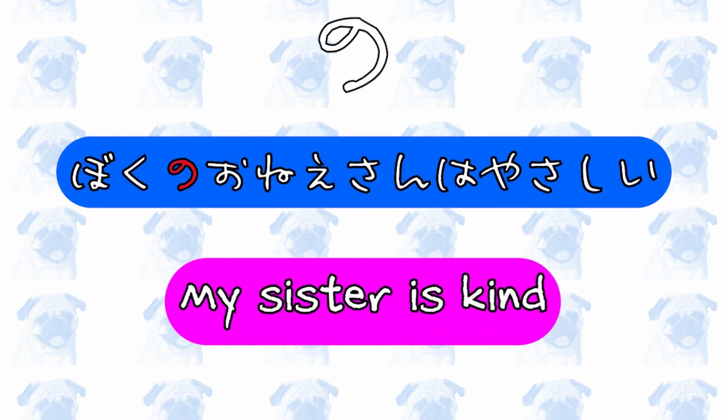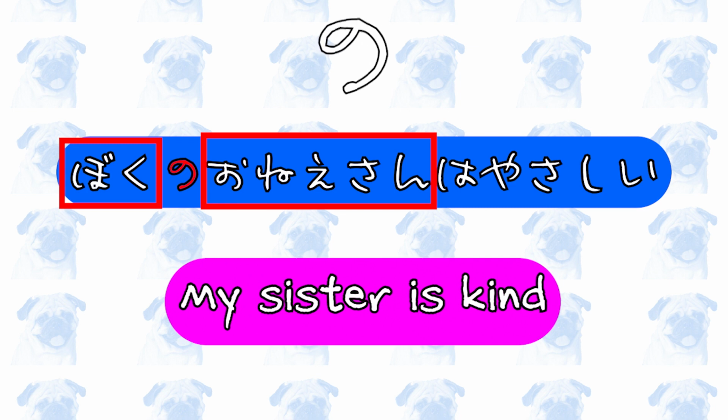Another example, Boku no o-nee-san wa yasashii. My sister is kind. In this example, boku, me, and o-nee-san, sister, are connected by no. So, boku no o-nee-san is my sister.